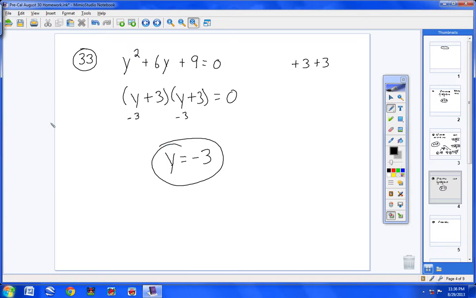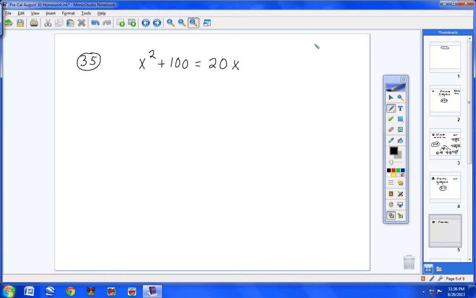So earlier in the lesson, during the video, I told you guys sometimes quadratic equations will have one answer and sometimes two, sometimes none. And this is one of the examples where the quadratic equation has just one answer. All right, number 35. I did tell you in your homework to use the quadratic formula method on this one.